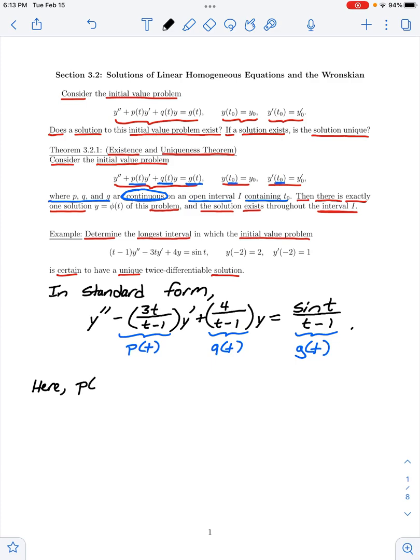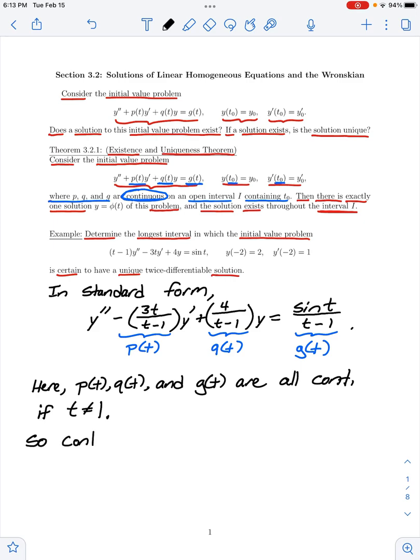Here we can see that P of t, Q of t, and G of t are all continuous if t is not equal to 1. The only way that I have discontinuity in these three functions is if I'm dividing by 0, if t is equal to 1. So here we have continuity as long as t is not equal to 1. So these functions are continuous on the intervals from -infinity up to 1, or from 1 to infinity.